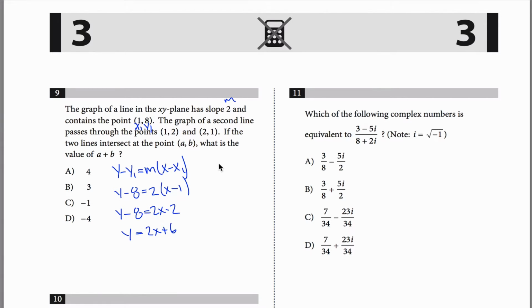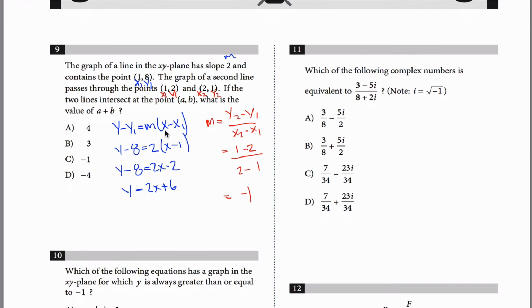My second line, they don't tell me the slope, but they do tell me that it passes through the points 1, 2, and 2, 1. So I can calculate the slope. If I call this x1, y1, and this x2, y2, the slope is just the difference in the 2 y coordinates over the difference in the x coordinates. So y2, I guess I'm calling 1. y1, it looks like I'm calling that 2. x2, I'm calling that 2. And x1, I'm calling that 1. So if you subtract here, you get negative 1 for the slope of the red line.